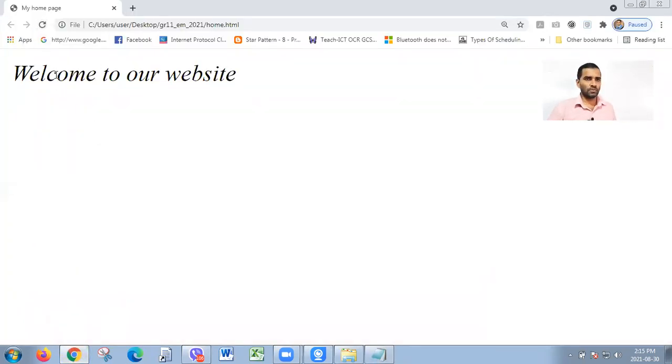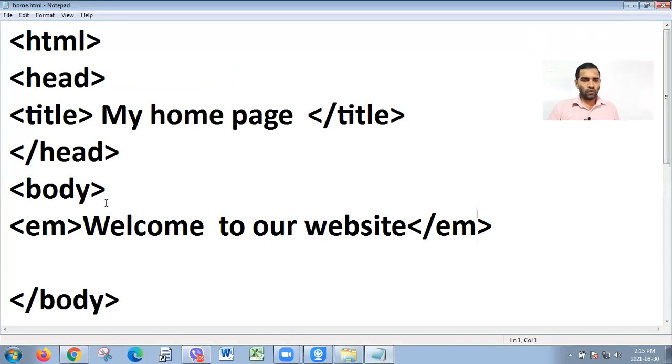Okay. So starting EM, closing EM, this also will show the same answer. Welcome to our website. That is in italic shape or even emphasize. So for bold, you have B as well as strong. For italic, I is the tag. At the same time, EM can also be used.